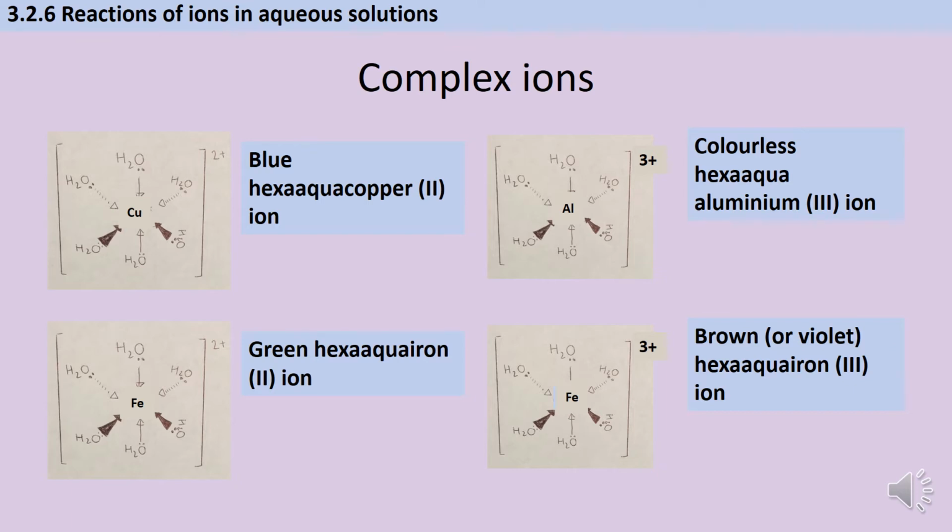Then there's a colourless hexaaqua aluminium 3+ ion, and also the hexaaqua ion for iron 3+, and you've met that as an orangey brown rusty coloured substance, but also under certain circumstances it can form its monohydrate type, and then it's this sort of pale lilac-y violet colour.